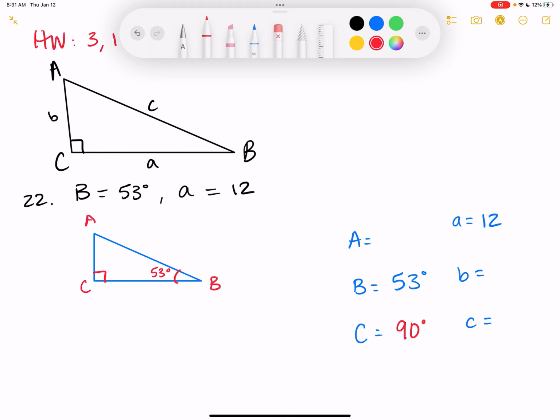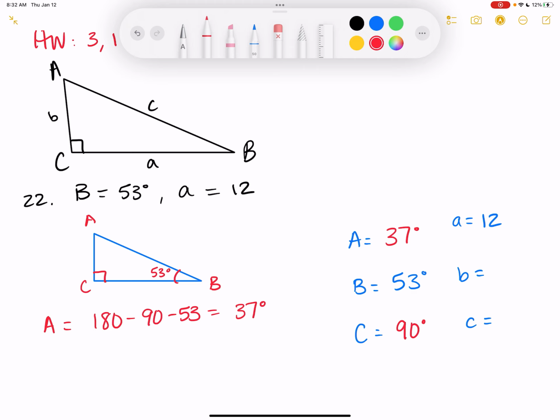But before I even go to the sides, what do we know about the angles in a triangle? When added together, they equal 180 degrees. Yep, so I can find angle A by doing 180 minus 90 minus 53. And that will come out to be 37 degrees. So my angles are all done. So now I need to find side B and side C.